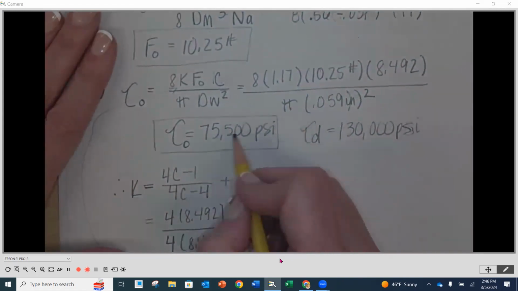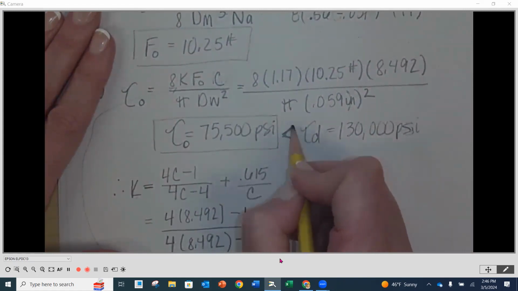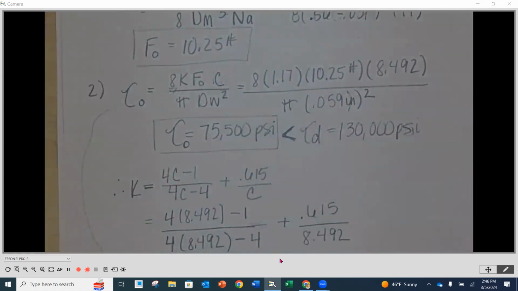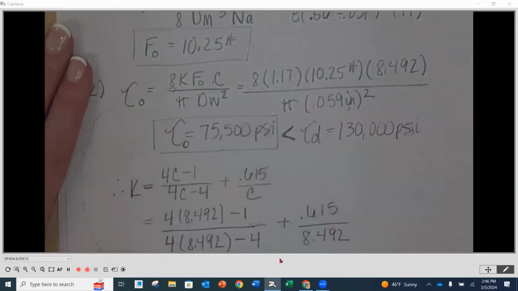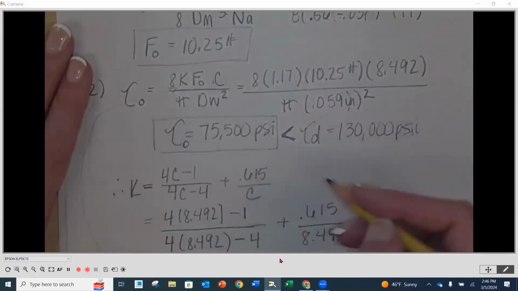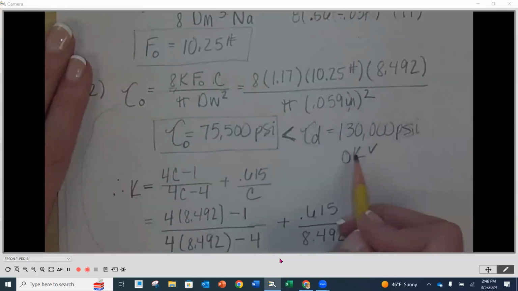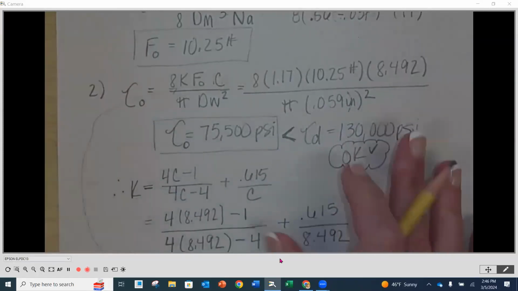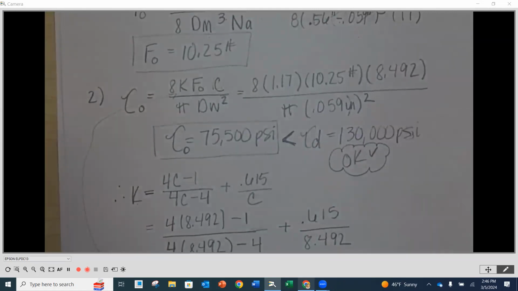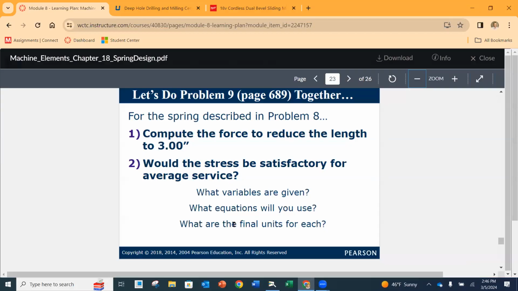So our operating stress is less than our design stress, right? So are we okay? We are. The design stress is what is allowable, right? Like how much stress can this take? And our stress is much lower. So we're going to say this is okay. So that's answering that question.